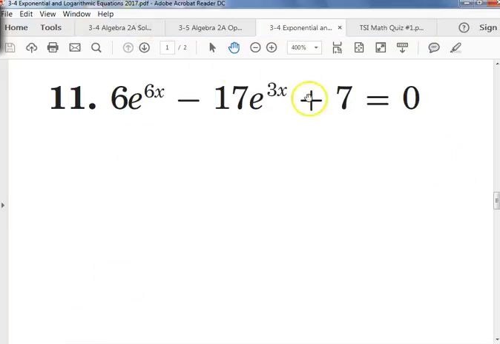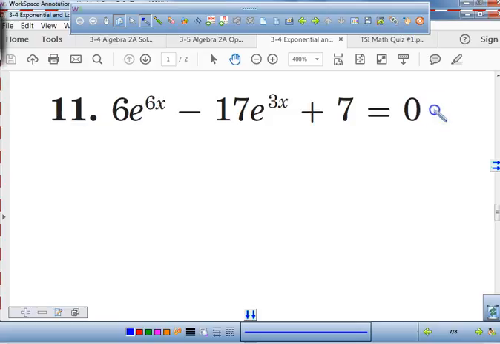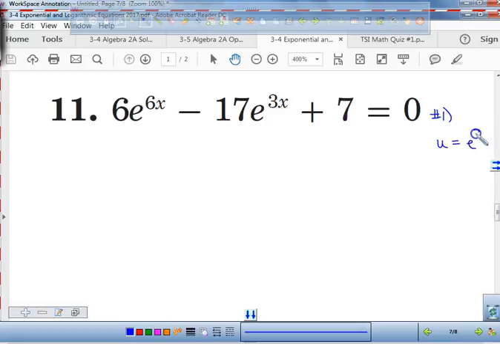Alright, here we go. Step number 1. I want you guys to write the letter U. We're going to use the letter U again. U is going to be equal to e to the power of 3x. You're like, wait a second, Mr. Moody. Yesterday, U was equal to e to the power of 2x and e to the power of x. Well, we're adapting. All right?